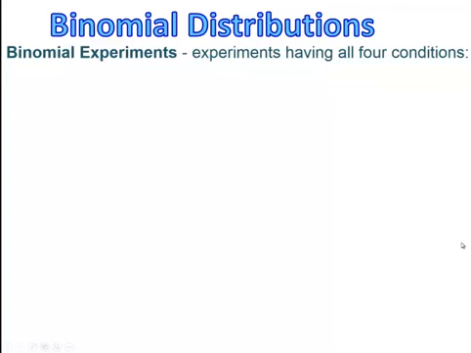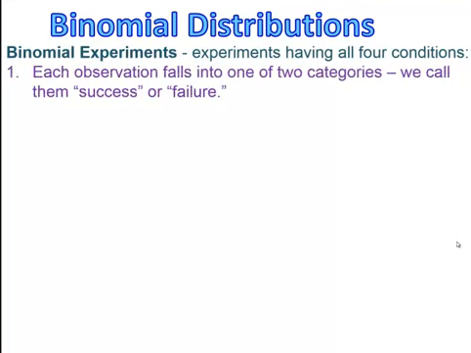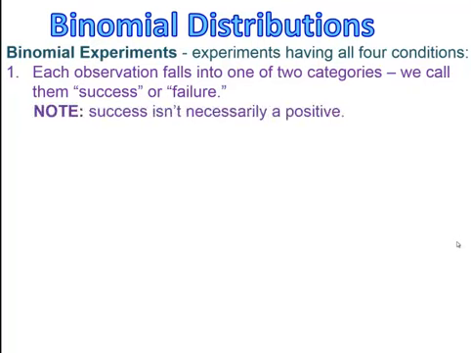Binomial distributions. Binomial experiments are experiments having all four of these conditions. The first condition is each observation falls into one of two categories. We call them success or failure. So success isn't necessarily a positive.